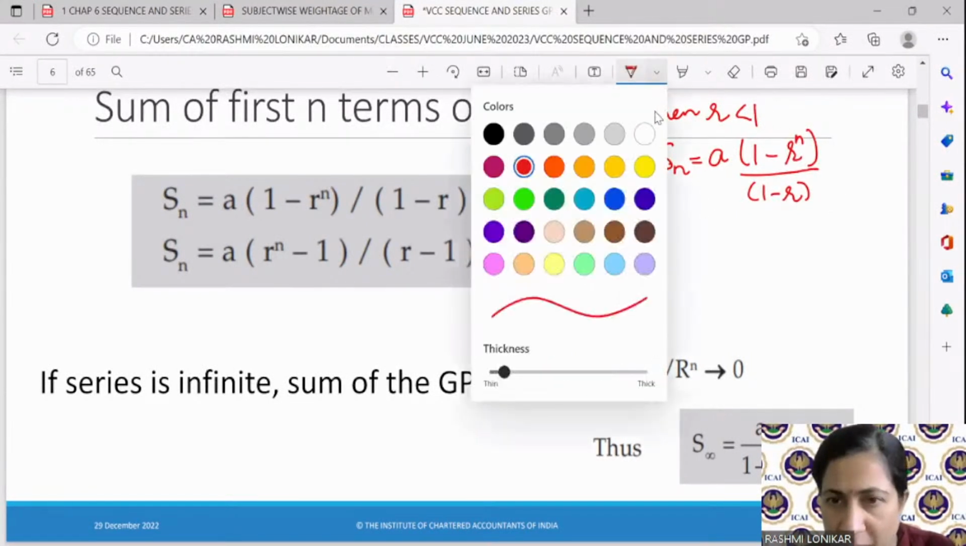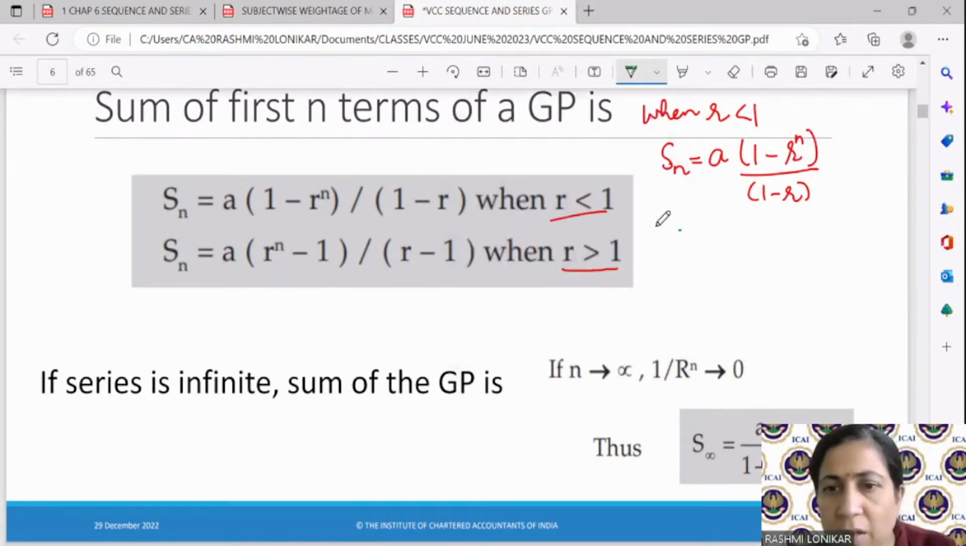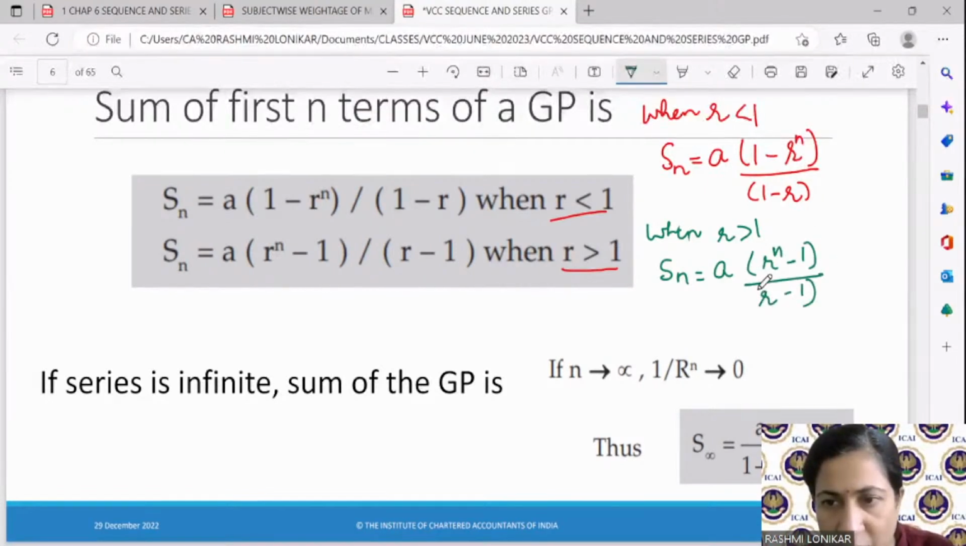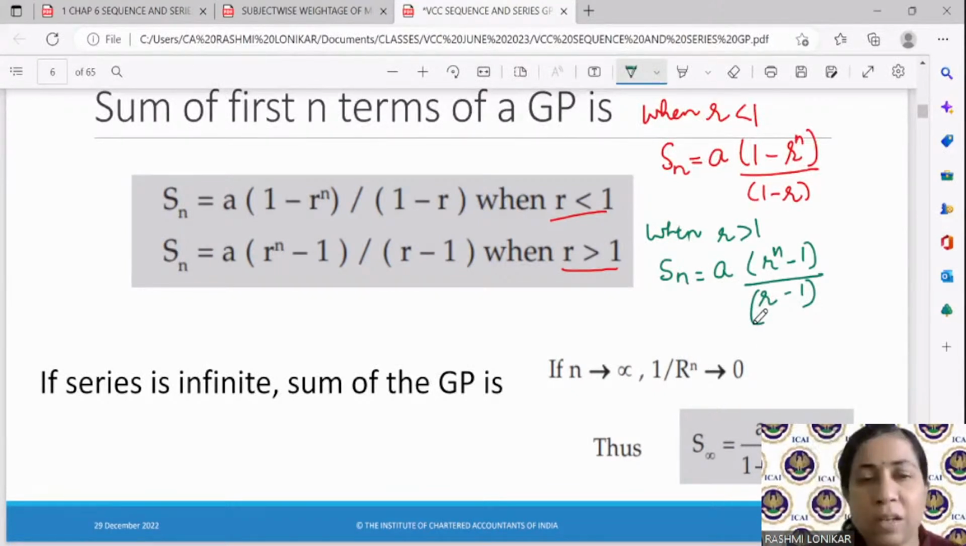What will happen when R is greater than 1? Sn will be equal to A. R is greater than 1. Then I will write R first. So R raised to n minus 1 upon R minus 1. Okay. These are the two things.